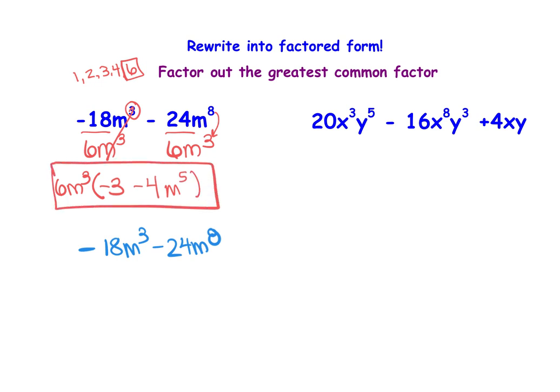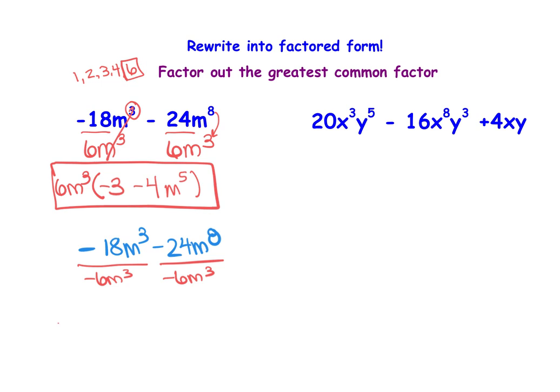However, I do have students that look at this and they say, well, hey, both of those are negatives. So could we instead factor out a negative 6m to the third? And the answer is yes. It doesn't matter which, if you do a positive or a negative, because expression-wise it is going to be an equivalent expression in the simplest factored form.